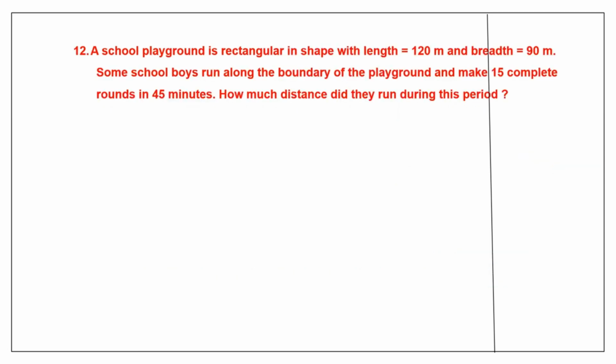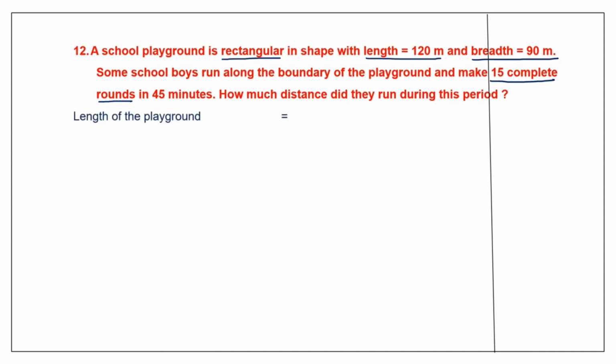Question 12. A school playground is rectangular in shape. So we need to make a note of all these points. Rectangular in shape with length 120 meters, breadth 90 meters. Some school boys run along the boundary of the playground and make 15 complete rounds in 45 minutes. How much distance did they run during this period? So we're talking about a rectangle here. We need to keep that in mind.